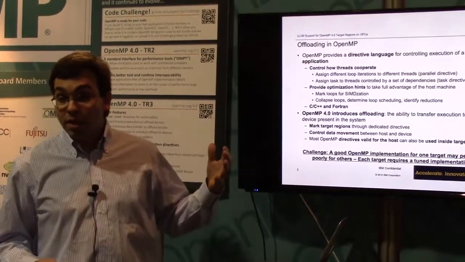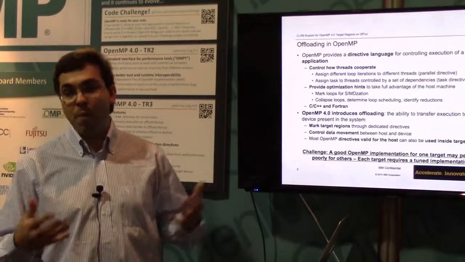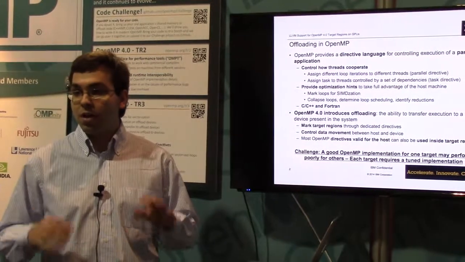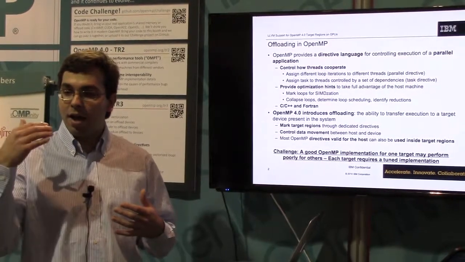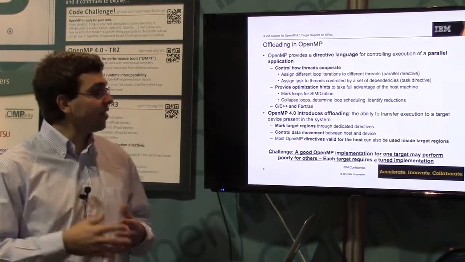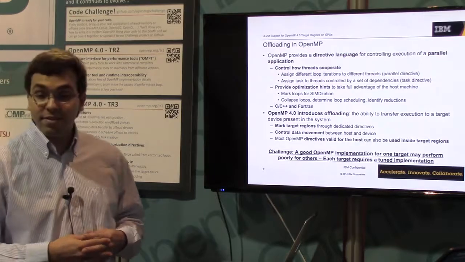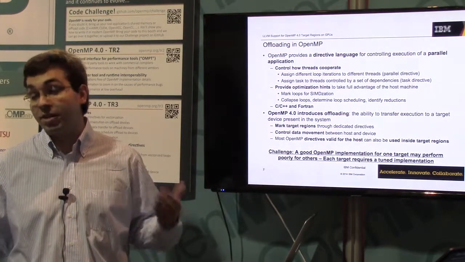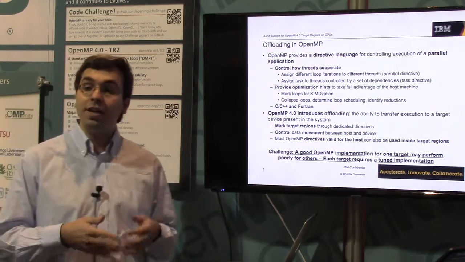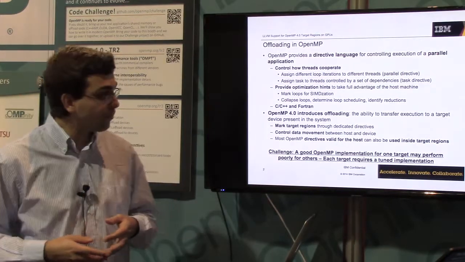It can also be used to give the compiler hints about optimizations, like loops that we can try to vectorize and things like that. And another thing that is nice about OpenMP is that it has a specification for C, C++, and Fortran.